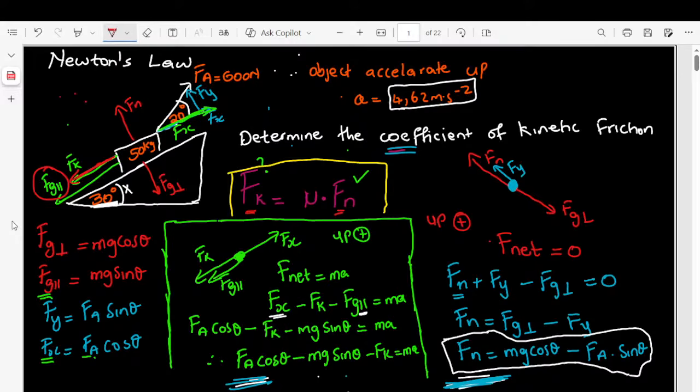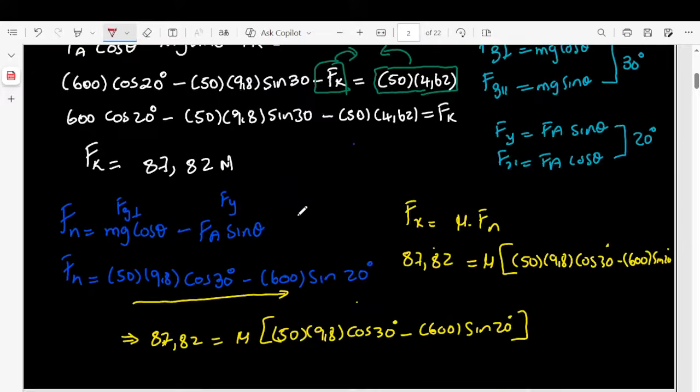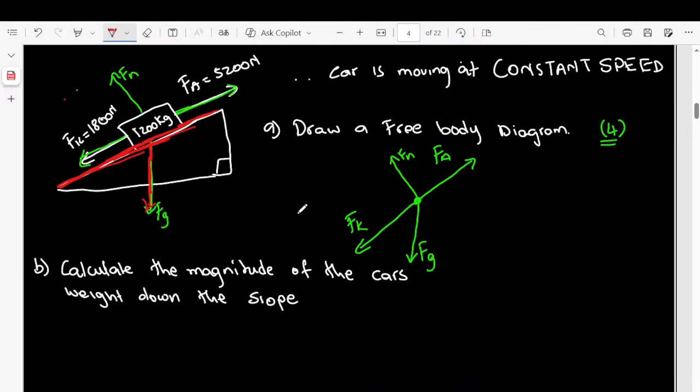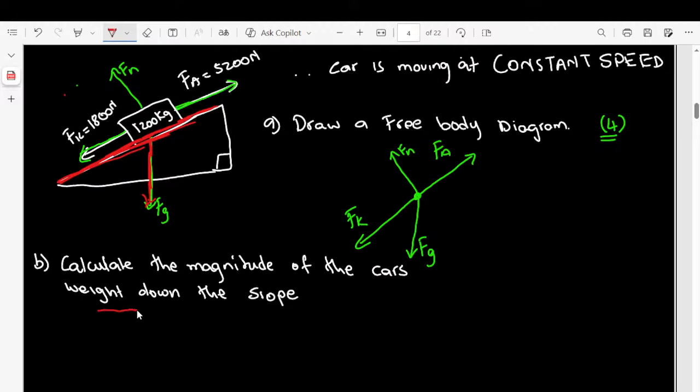I'm not sure if you guys understand this. They are looking for FG parallel. Someone said FK. No. FG parallel. So they are looking for FG parallel because FG parallel is the weight that is going down the slope. When they say weight down the slope, just know that we are referring to this as FG parallel, guys.